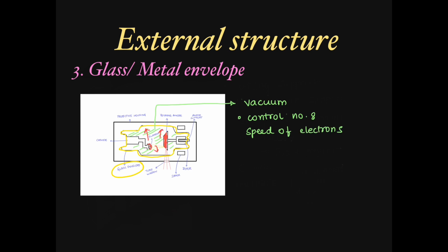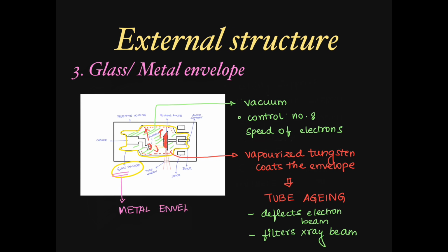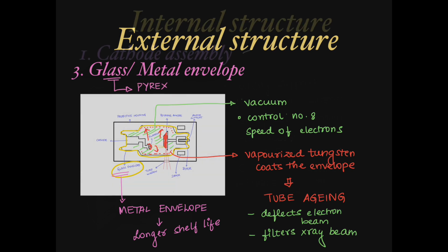The tungsten in the cathode filament and anode can sometimes, because of heat, vaporize and coat the glass or metal envelope. That condition is called tube aging. It has to be looked at periodically. It can deflect the electron beam and it can sometimes filter the X-ray beam. So nowadays a metal envelope is used, which is better, having a longer shelf life than glass envelopes. The glass is nothing but Pyrex.